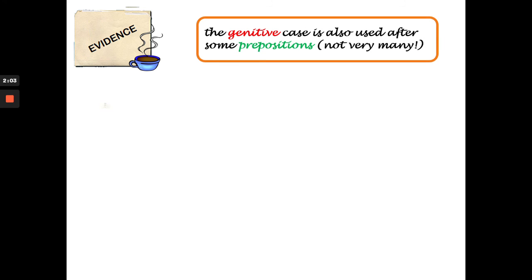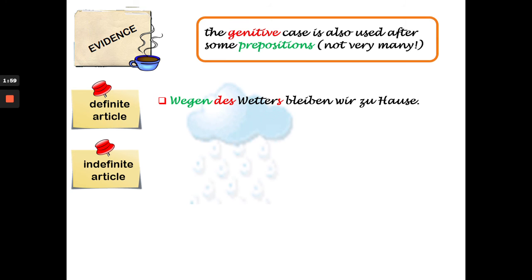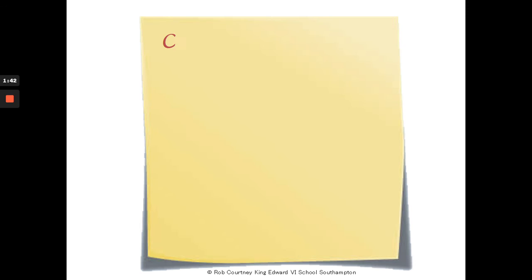The genitive case is also always used after some prepositions, but there aren't very many. It's not as big as the list for some of the other cases. So wegen takes one, because of the weather. Wegen des Wetters bleiben wir zu Hause. And während, during, so während einer Deutschstunde or während der Sommerferien. Okay, so remember des, der.